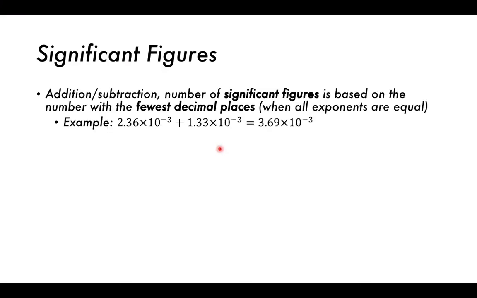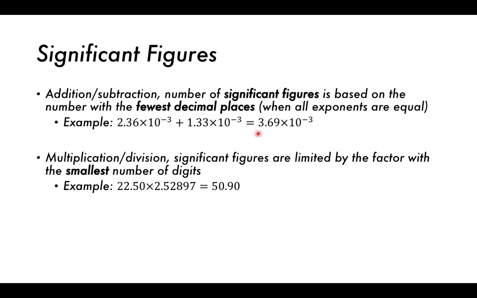Significant figures then are an important consideration whenever we are doing our analytical or instrumental measurements. So addition and subtraction. The number of significant figures is based on the number with the fewest decimal places when all exponents are equal. So for example, if we add these two values together, we will get a value which has the same number of significant figures as that with the fewest decimal places. So both of these have the same number, and this is the final value that we get.